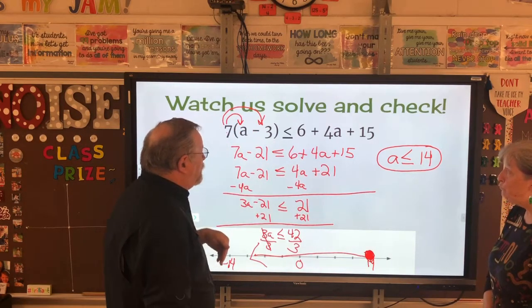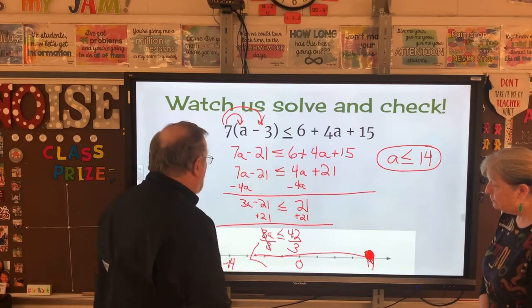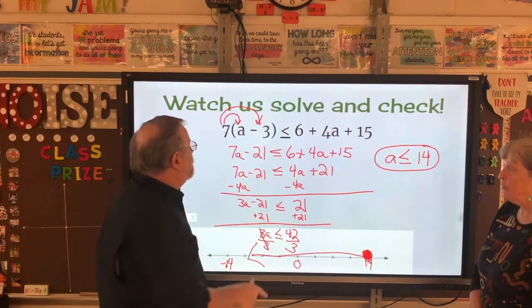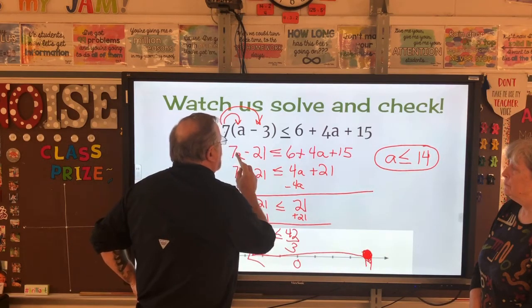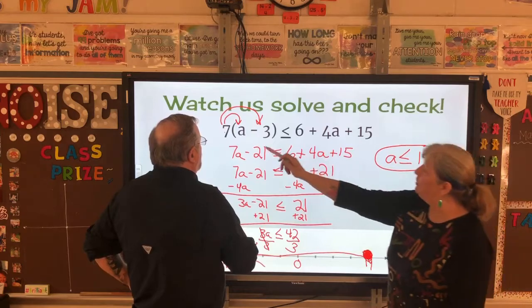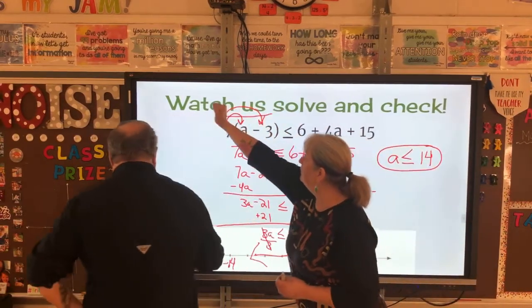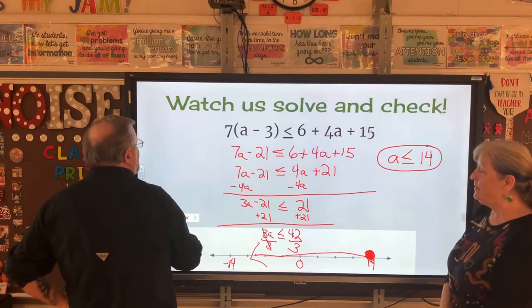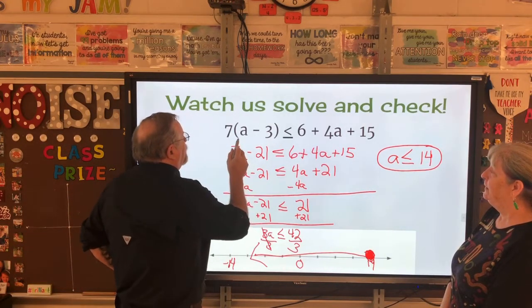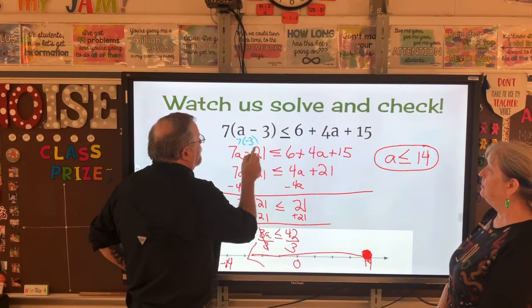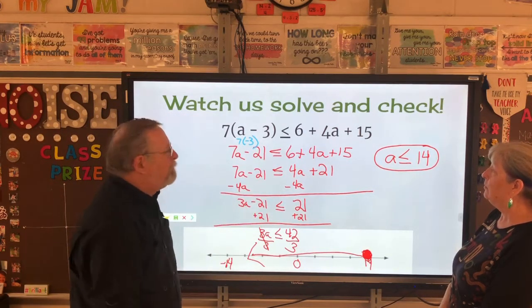Which means if I put a 0 in here, because that's what she likes to do, we'll see what happens, because 0 is part of my answer. It better come out right. So if I put a 0 here, I end up with 7 times -3, right? Because 0 minus 3 is just -3.